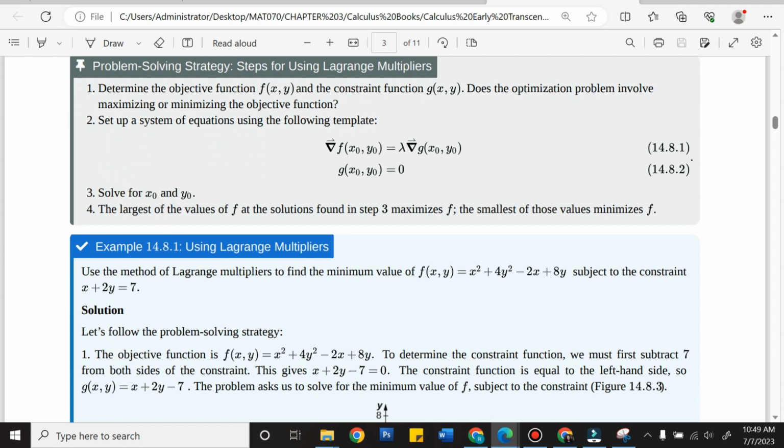class at values of f at the solutions found in step 3 maximizes f. And the smallest value that we get minimizes f.